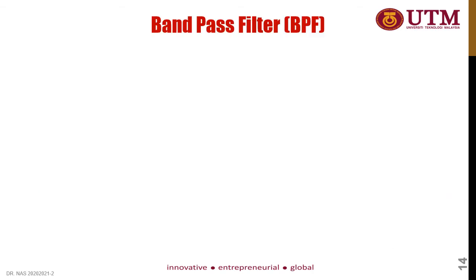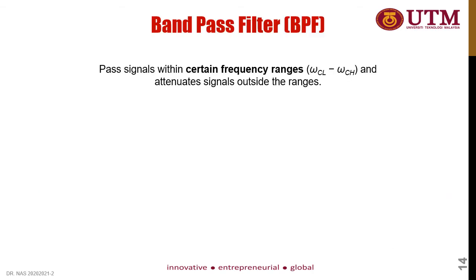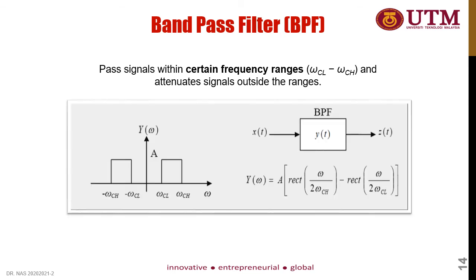Okay, the same goes for a band pass filter. A band pass filter allows a certain frequency range and attenuates signals outside the range. This is how the band pass filter looks like, in which the specific range of components will be selected, but the rest of the components will be removed from the system. And the transfer function of the band pass filter can be expressed as follows.